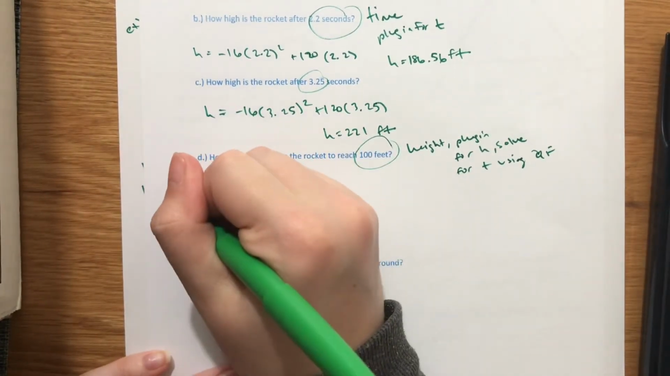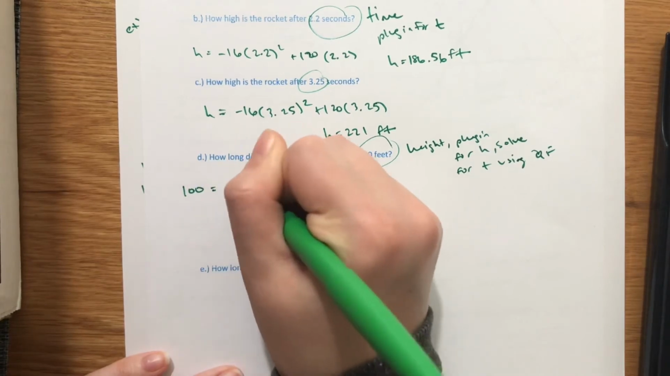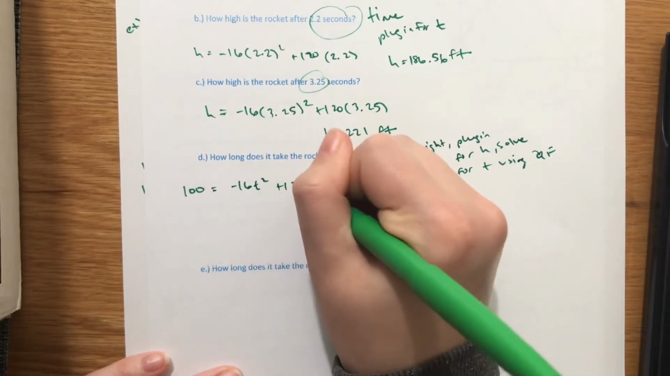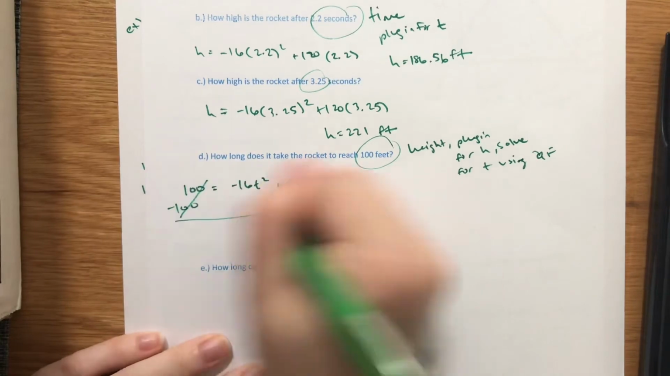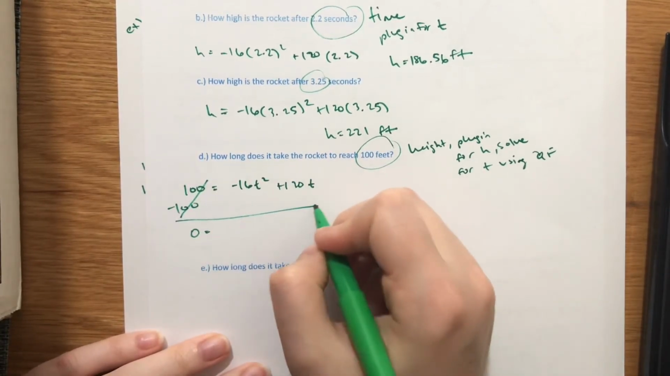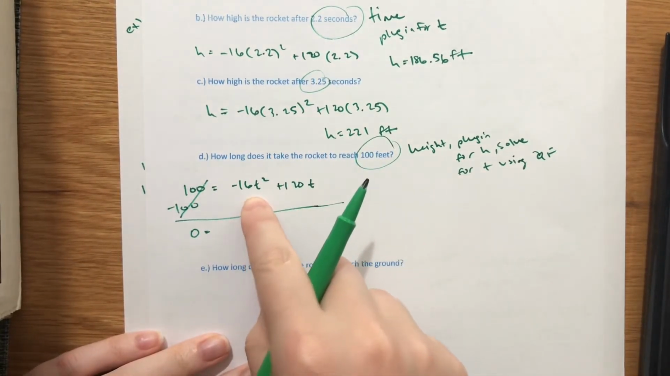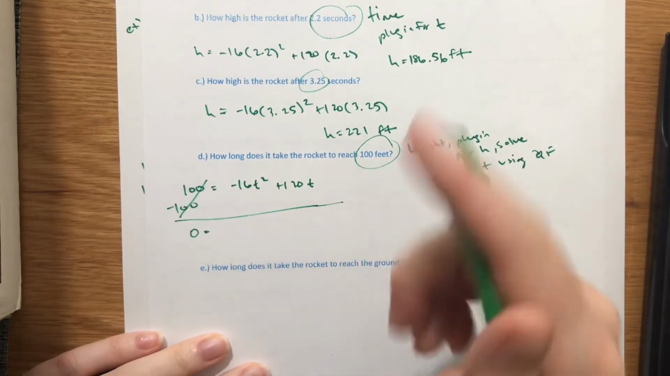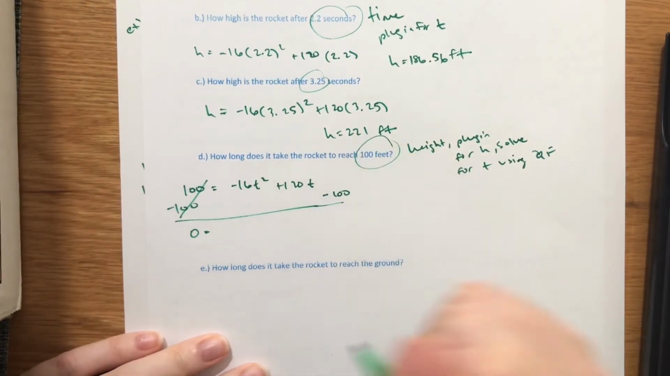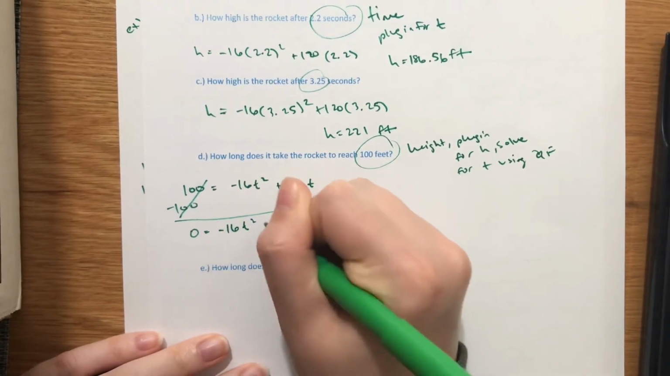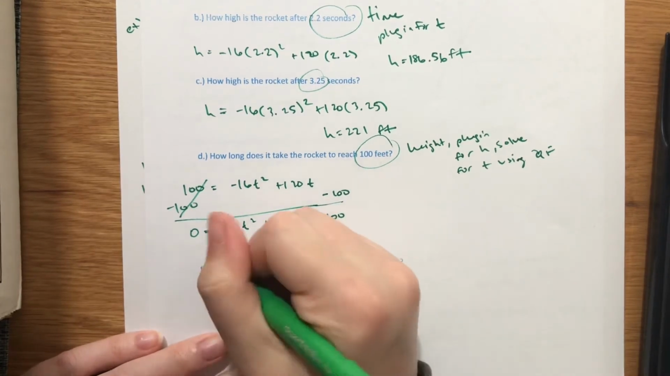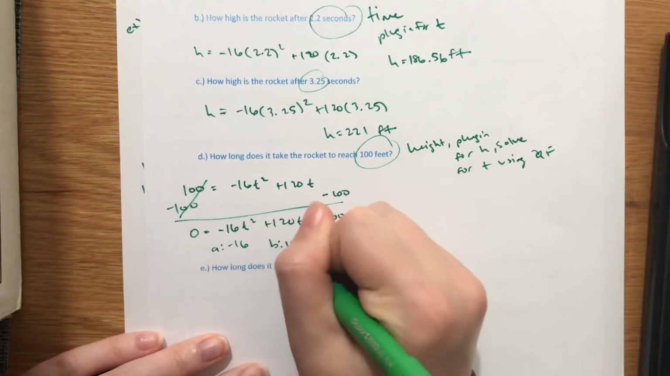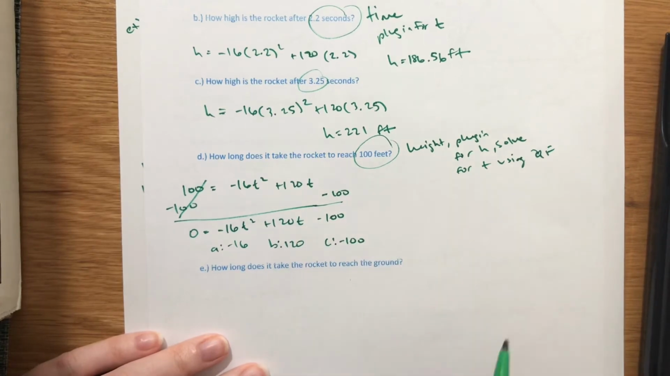So h equals 100 now. So 100 equals negative 16t squared plus 120t. But remember, we can't use the quadratic formula until it's set equal to 0. So I'm going to subtract 100 from both sides. So 0 equals, now where do we subtract 100 from over here? T squared family, no. T family, no. The constant family is 0, so I'm just going to subtract 100. Negative 16t squared plus 120t, just minus 100. So for the quadratic formula, your a value is negative 16, b is 120, c is negative 100.